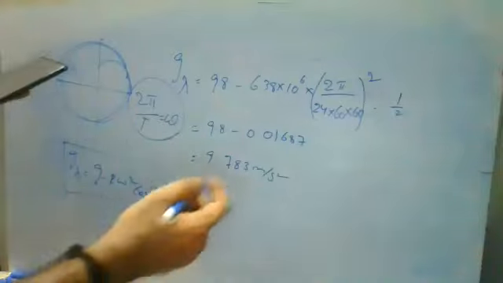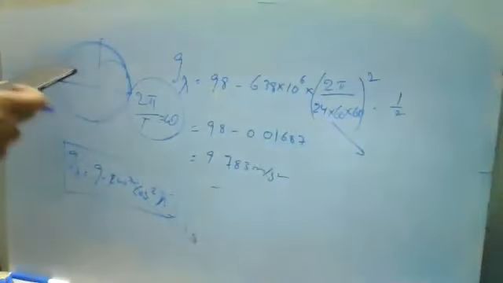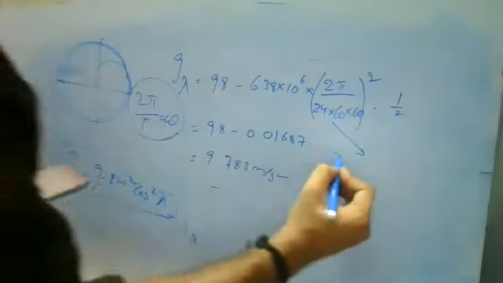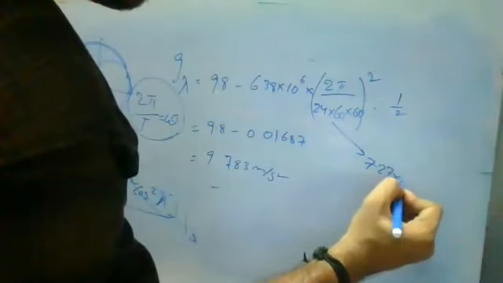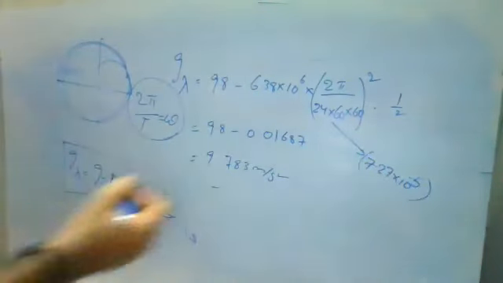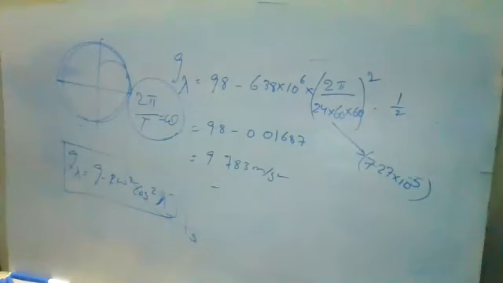So this is 10 power minus 5. So the relation is, okay, 7.27 into 10 power minus 5 comes. So the answer is 9.783 meter per second square. Okay, over. Done.